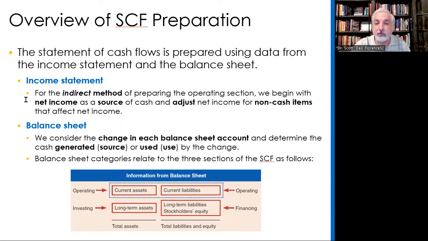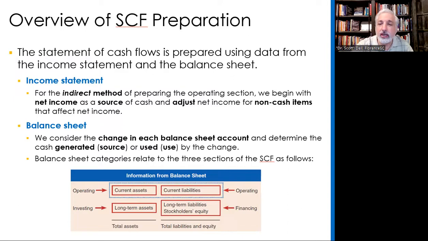We begin with net income as a start. That's the source. We adjust the net income for non-cash items. We talked about depreciation we have to add back, impairments we have to add back, gains and losses. Gains are not usually dollar gains. They're actually book gains. So gains need to be deducted and losses need to be added back because that will restore the income statement to a cash type statement. We'll see in the next slide a little bit about that.